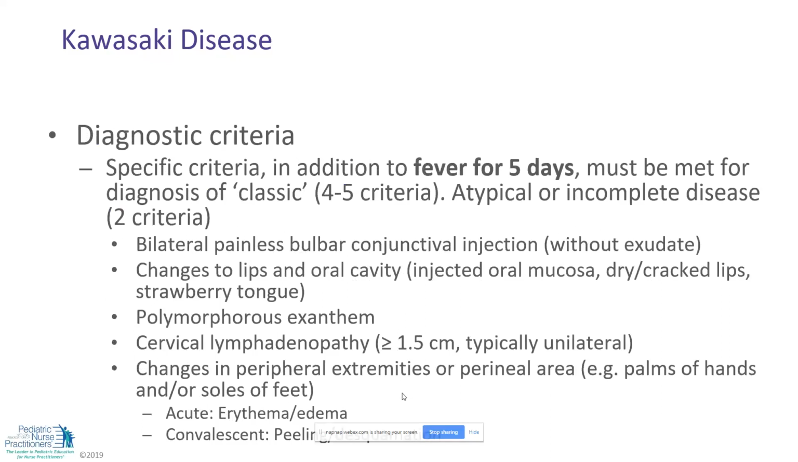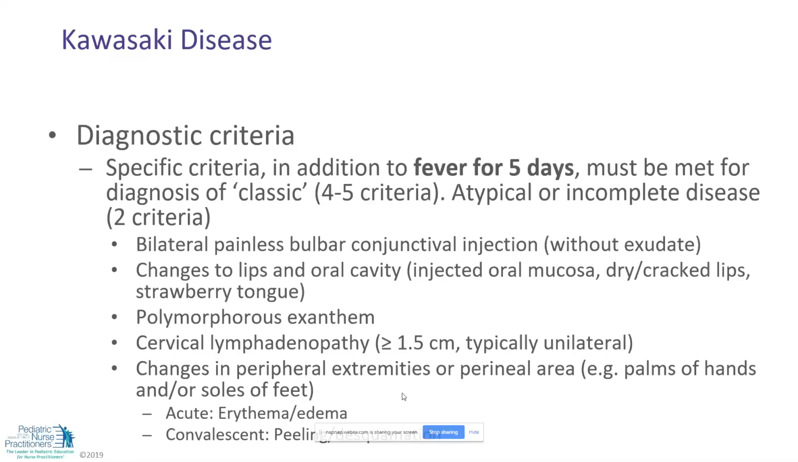There is some specific diagnostic criteria. So in addition to the presence of a fever for 5 days, for a diagnosis of classic Kawasaki, the patient should meet 4 to 5 of these criteria. So that would include bilateral painless bulbar conjunctival injection without exudate. So you'll see those like pink injected eyes, changes to the lips or the oral cavity, and this is where we see that strawberry tongue, dry, cracked lips, very pink lips, injected oral mucosa, a polymorphous exanthem, often unilateral cervical lymphadenopathy, and usually that's a node measuring greater than 1.5 centimeters.